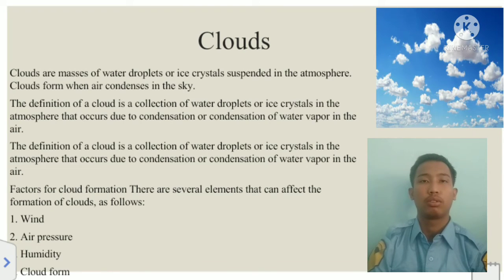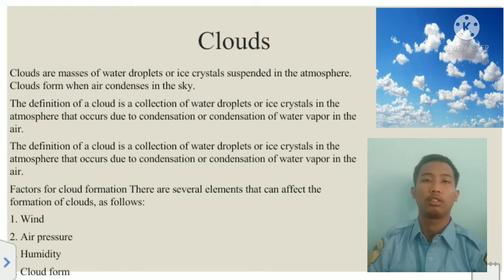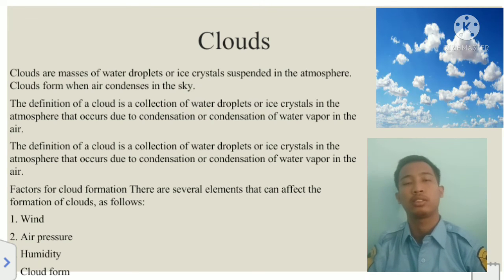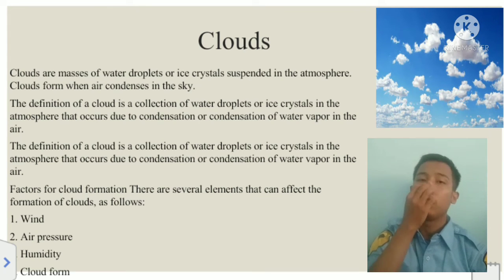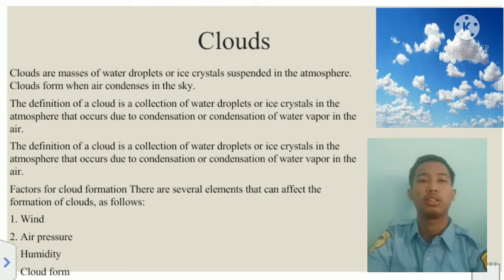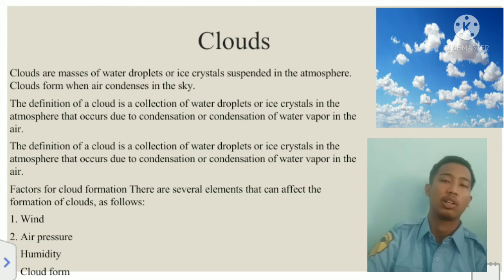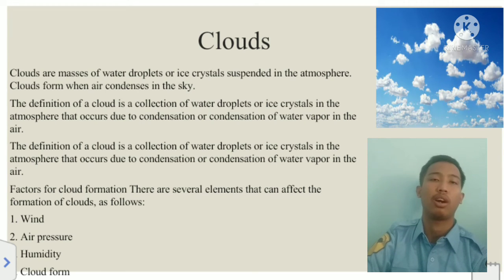Number 5. Clouds. Clouds are masses of water droplets or ice crystals suspended in the atmosphere. Clouds form when air condenses in the sky. The definition of a cloud is a collection of water droplets or ice crystals in the atmosphere that are formed due to condensation of water vapor in the air.